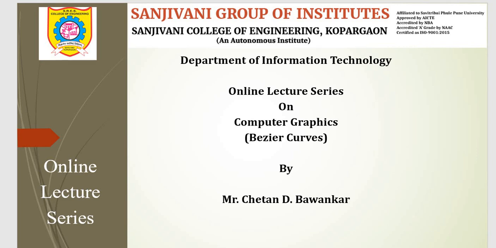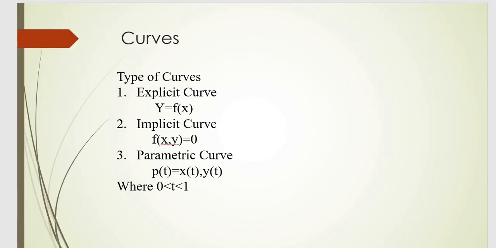Now we will discuss the types of curves. A curve is an indefinitely large set of points. Second, each point has two neighbors except the endpoints. On the basis of these two properties, we have the types of curve as explicit curve, implicit curve, and the parametric curve.